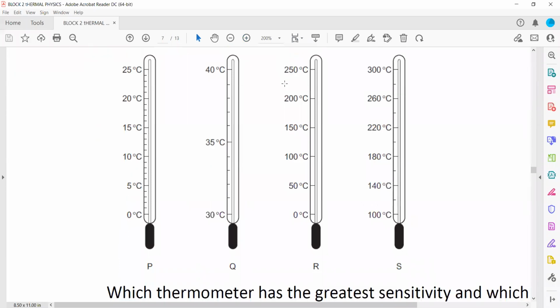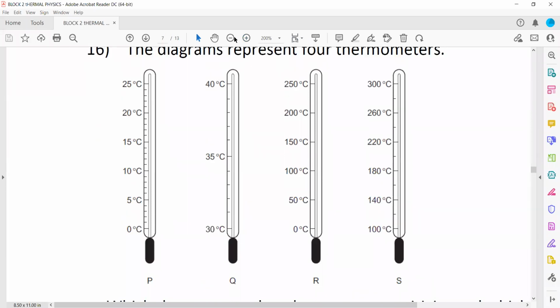So when we check, different thermometers are there: P, Q, R, and S. So 1 degree mark, if I try to sort out the 1 degree difference, so this is the 1 degree mark. 30 to 31, this is 1 degree. 0 to 50, this is 50, so 1 degree will be very small because that is still 50, and 100 to 140, that's very small. So which is the most sensitive? Sensitive is Q.